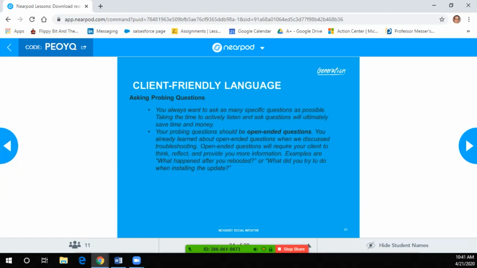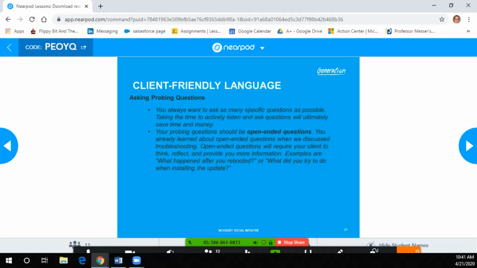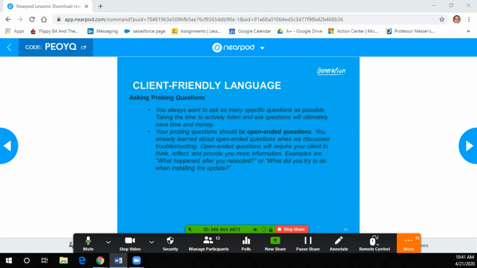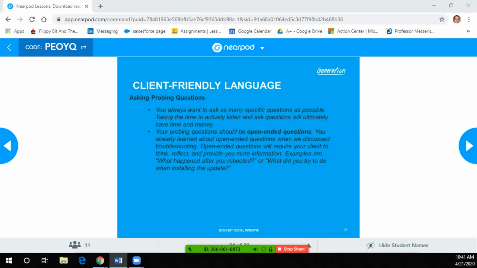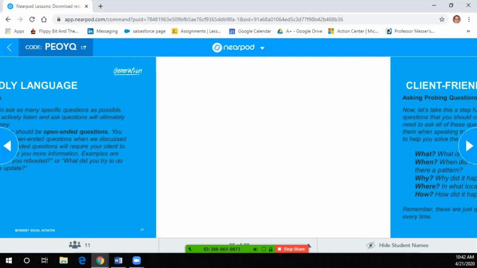As you see in some examples here: what happened after you rebooted? What did you try to do when you installed the update? Ask any questions in reference to the first thing they told you that can hopefully help you determine exactly how it happened and what we can do to proceed from there to fix it. Any questions or doubts? Slide 25, if no questions or doubts on that.